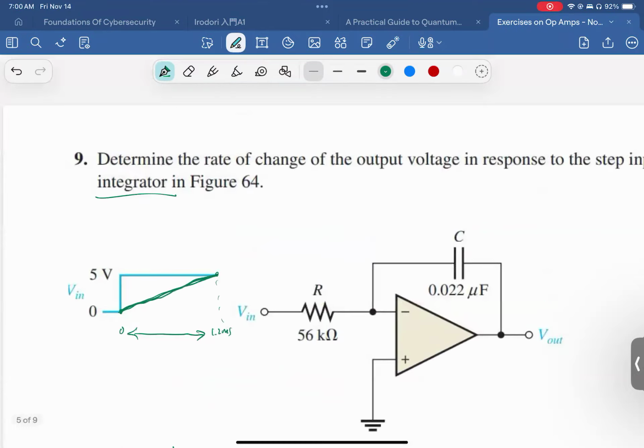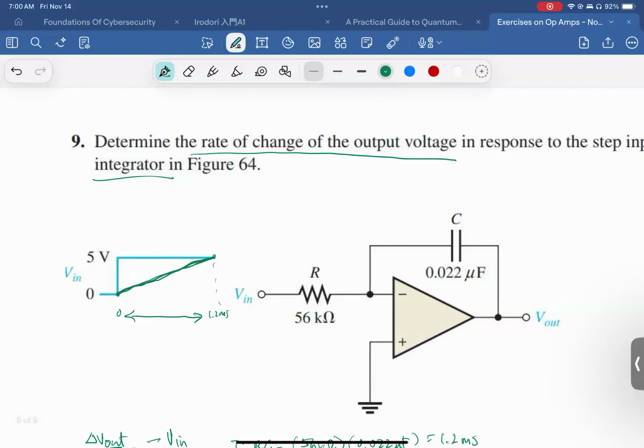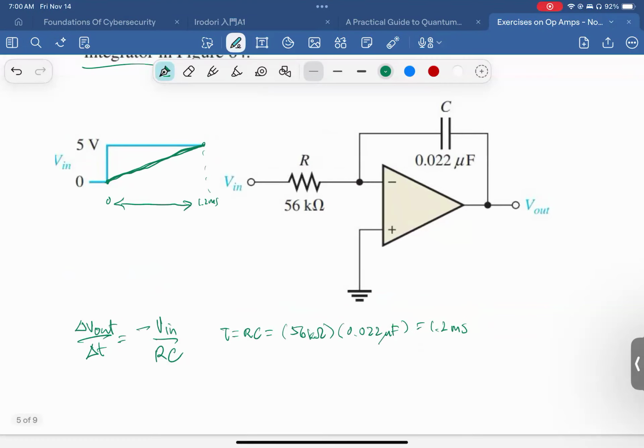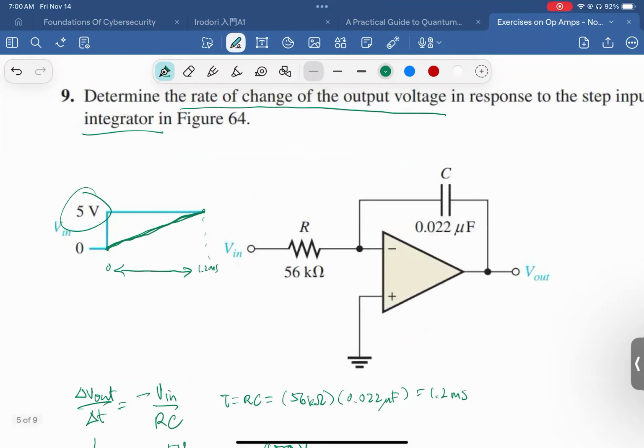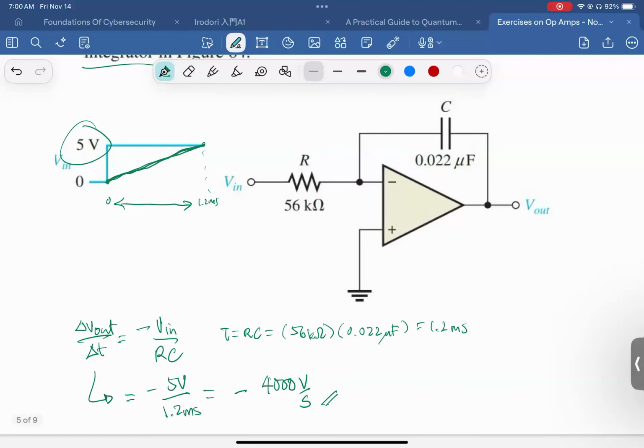So, ang tinatanong dito, rate of change of the output voltage. So, ninahanap is actually this one. So, this is equal to the input, which is 5 volts divided by 1.2 milliseconds, which is the time constant. So, ito ay equal ngayon sa negative 4,000 volts per second. So, yun yung rate of change of the output voltage. Negative 4,000 volts per second.